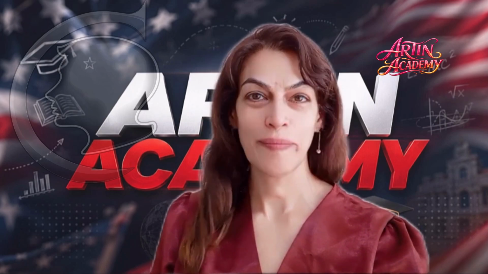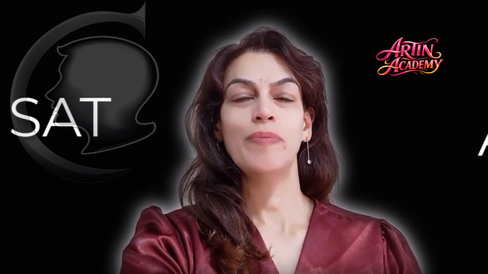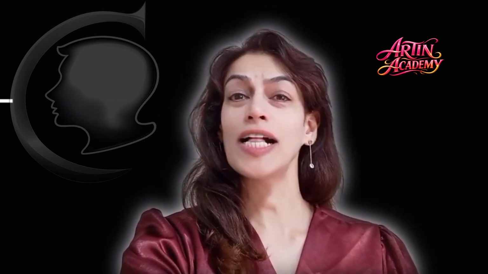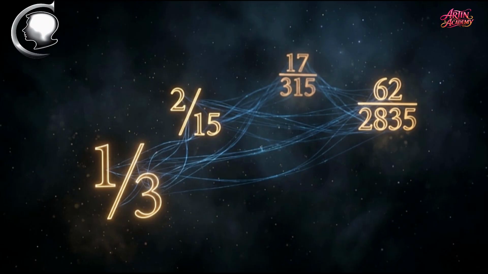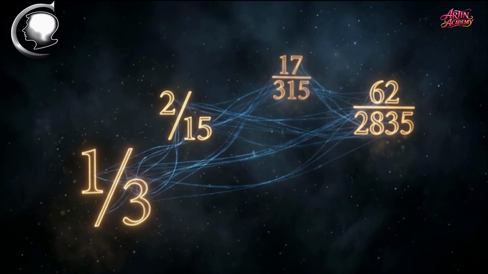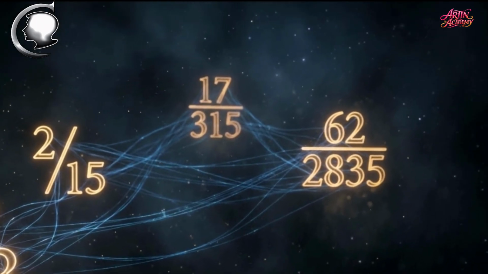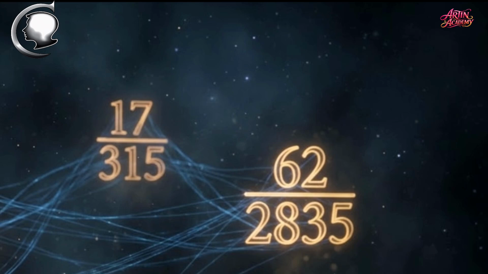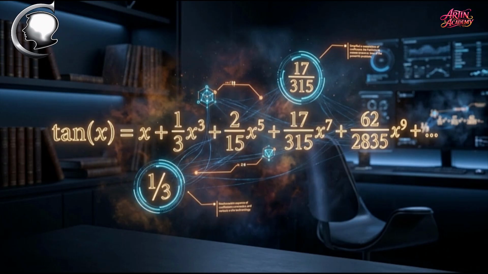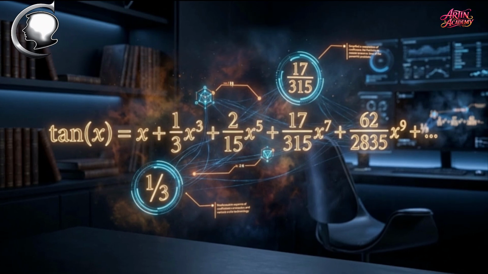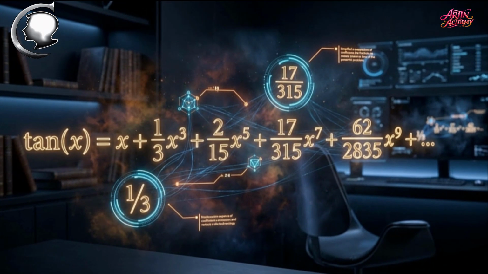Everyone, and welcome back! Today we're going to prove a beautiful and challenging formula from calculus, the Maclaurin series expansion of the tangent function. At first glance, the coefficients in this series may look mysterious. Where do numbers such as 1/3, 2/15, 17 over 315 and 62 over 2835 come from? And how can we systematically derive all of them?